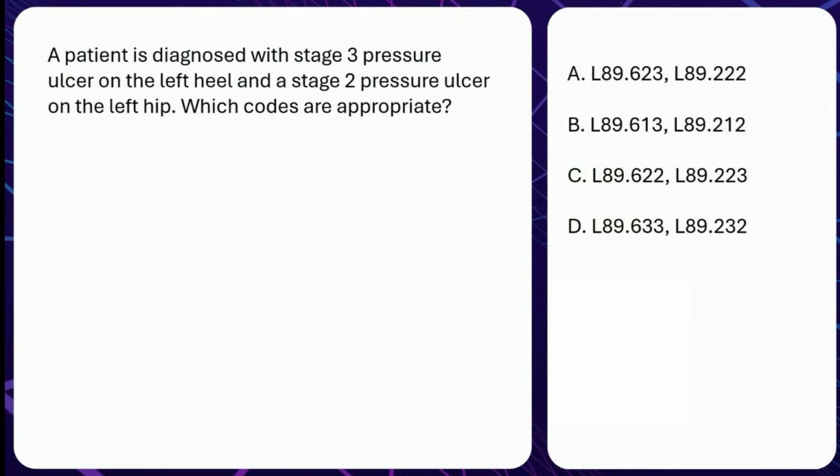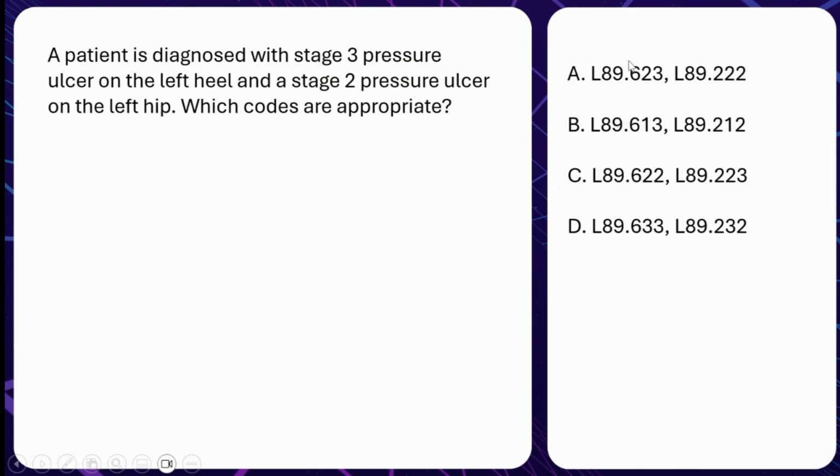Moving on to our next question, a patient is diagnosed with stage 3 pressure ulcer on the left heel and a stage 2 pressure ulcer on the left hip. What codes are appropriate? Now, if we know a little bit about our pressure ulcer codes, we know we definitely need 2 codes because pressure ulcers can't be combined, especially if we're talking about 2 different locations and 2 different stages as well. What we could do, again, is just go to our L89.6 series codes and determine that, and our L89.2 codes and determine which one of these is correct.